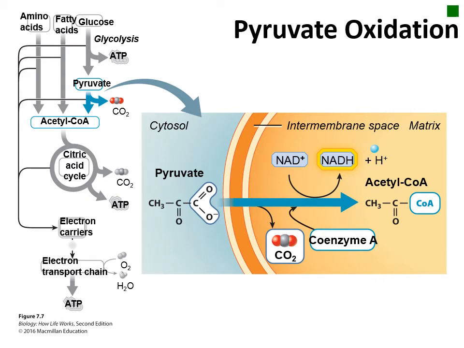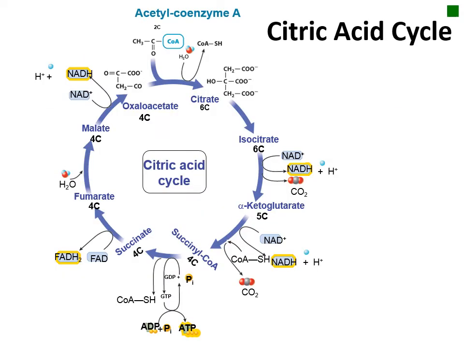The second stage of cellular respiration involves the conversion of the 3-carbon pyruvate to 2-carbon acetyl-CoA. This produces 1 molecule of NADH and 1 molecule of carbon dioxide. The carbon dioxide is produced from the carbon that is removed from pyruvate to go from 3 carbons to 2 carbons. Once produced, acetyl-CoA will then enter the citric acid cycle.